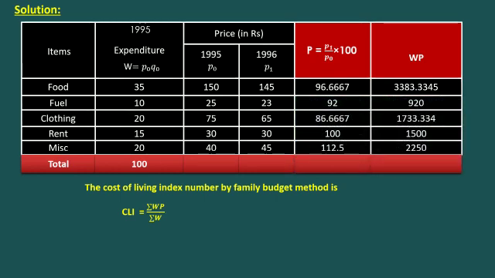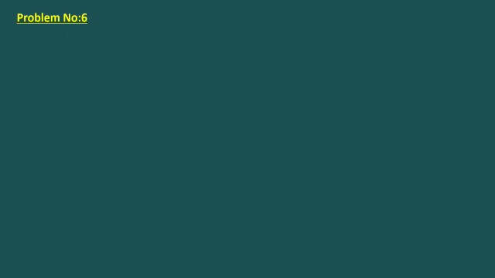And then when we add up all WP values, we get WP total as 9786.6685. The next step is to put these totals in the formula. CLI is equal to 9786.6685 divided by 100. Therefore, the cost of living index number is 97.8667. Next question.